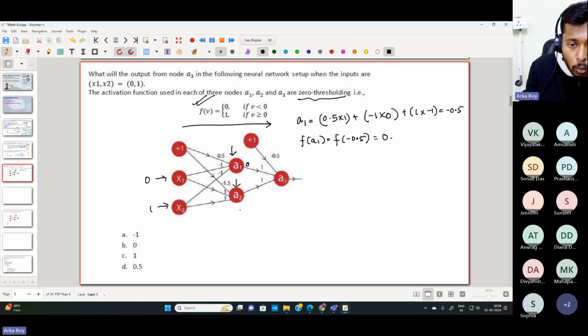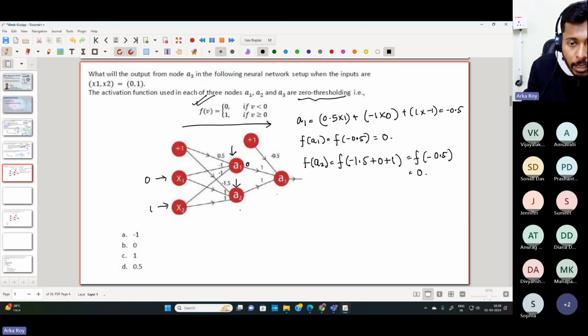Similarly, the output at A2 is basically f of A2. So A2 is what? 1 multiplied with minus 1.5, that means minus 1.5. Then 0 is multiplied with the weight 1, so that is 0. And again, 1 is multiplied with the weight 1. So f is of minus 0.5 over here, and again the value will be 0.